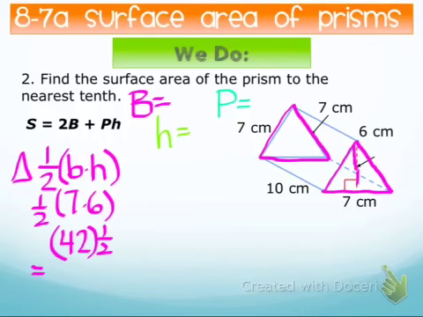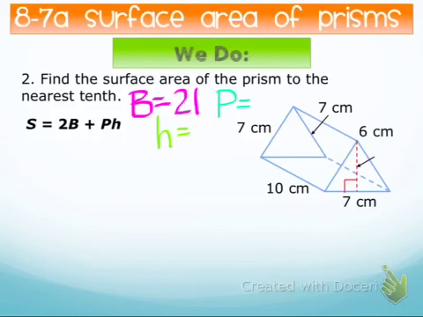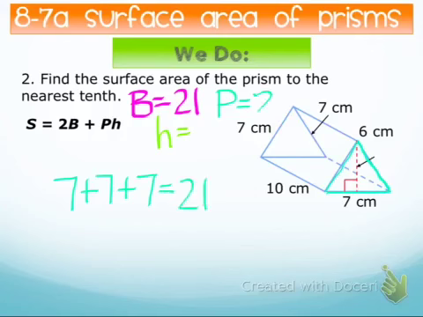So 7 times 6 is 42, and taking half of that, I'm going to get 21. So my B is equal to 21, and I'm going to save that. Next, we're going to find the perimeter of the base. To find perimeter, we're just going to go around the outside edge of our base. The bottom is 7, this side is 7, and this side is also 7. So 7 plus 7 plus 7 equals 21.